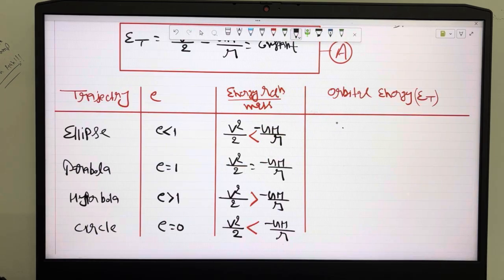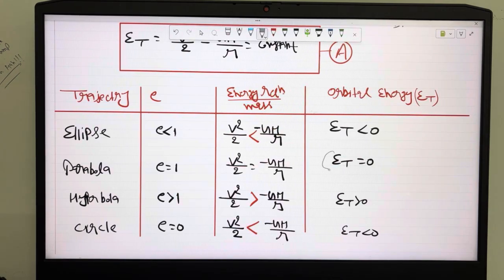So ET will be less than 0. If it is equal, then ET will be equal to 0, and if it is greater than 0, then ET will be greater than 0. See, what is this point?